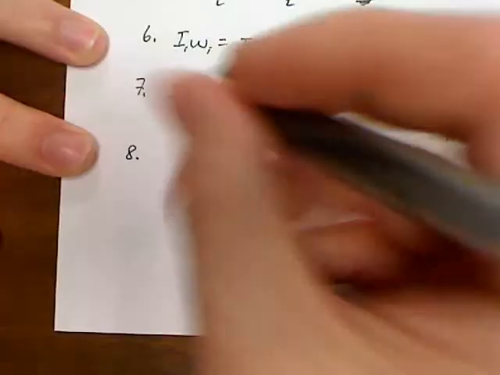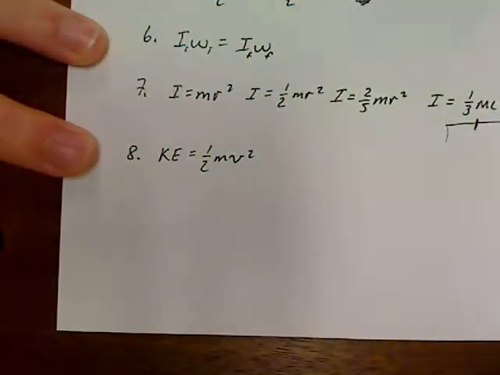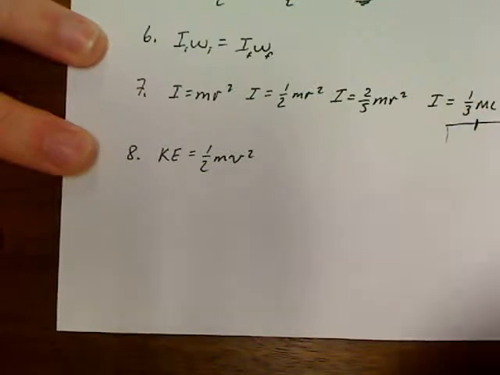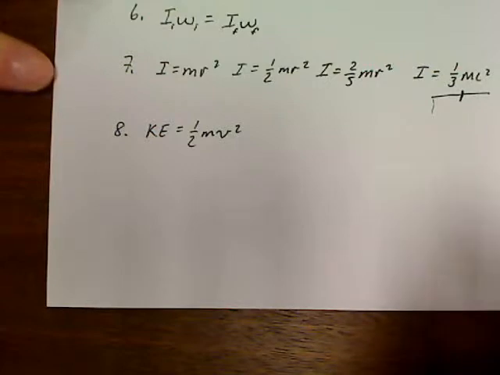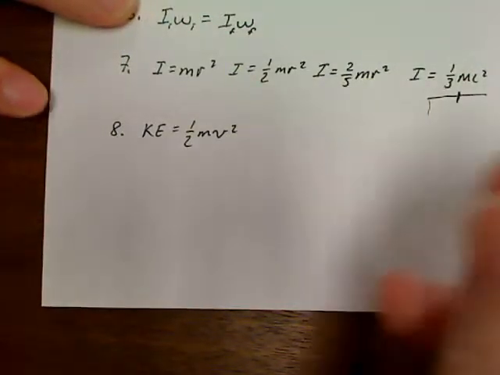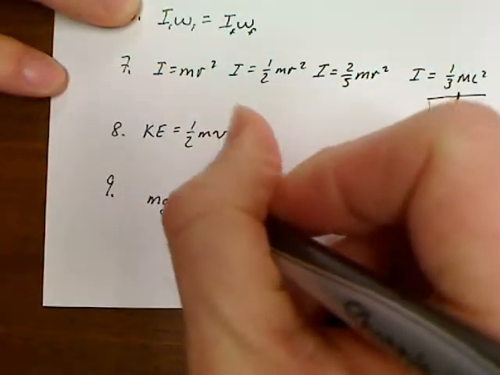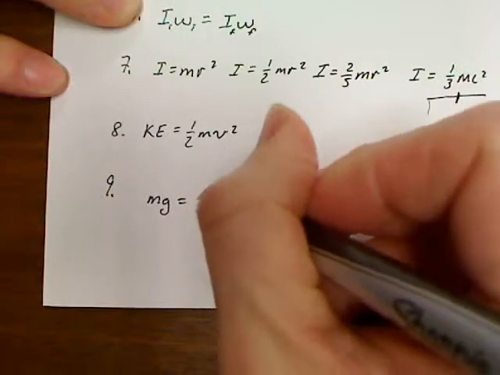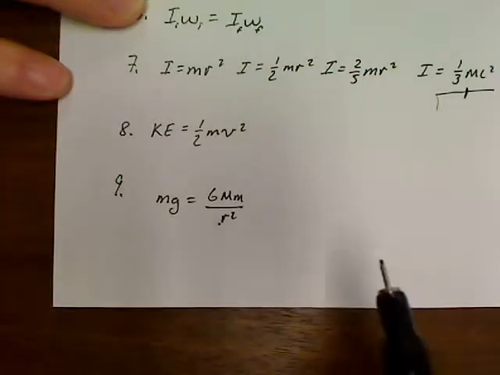Question number 8. Kinetic energy, I think we know that. 1/2 mass times velocity squared. Planets of same mass but different radius. The setup on this, here's where this equation comes from, the gravity equation. The gravity equation comes from mg is equal to big G, big M over r squared, because your weight is because of the force of gravity.